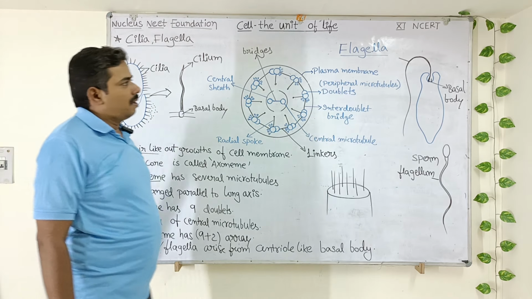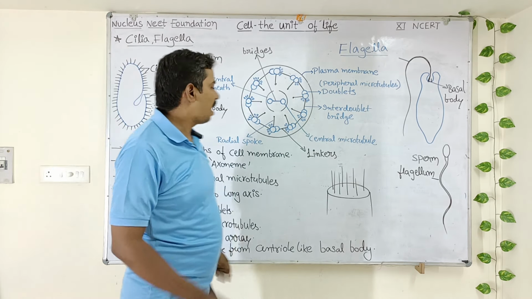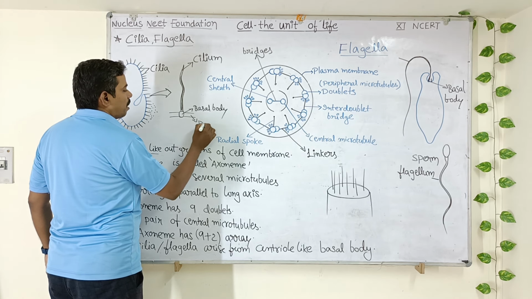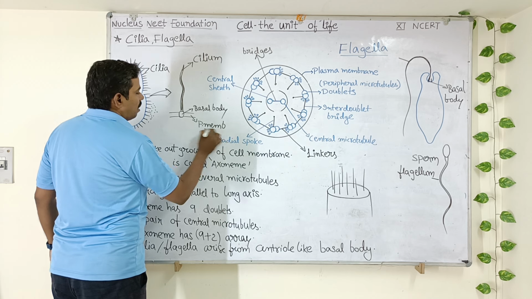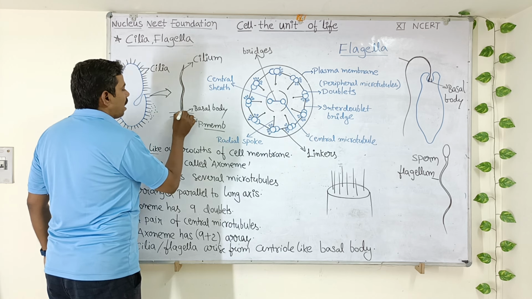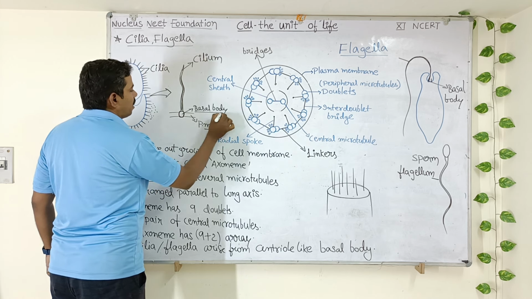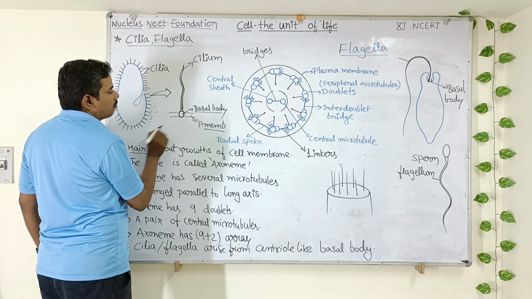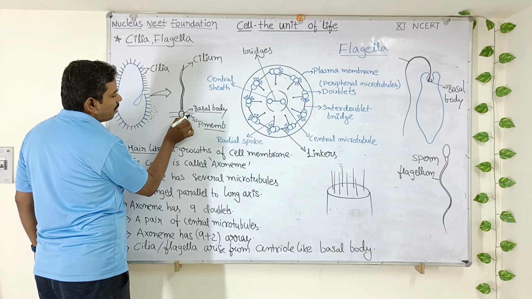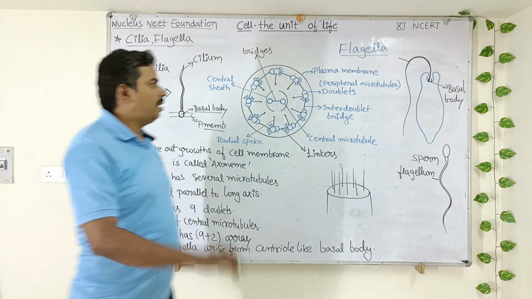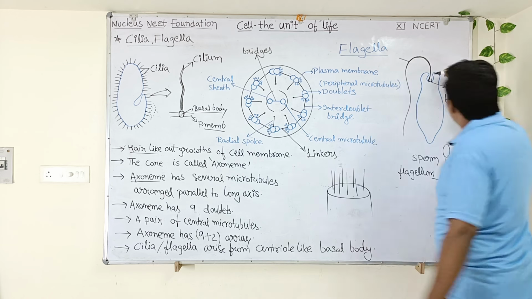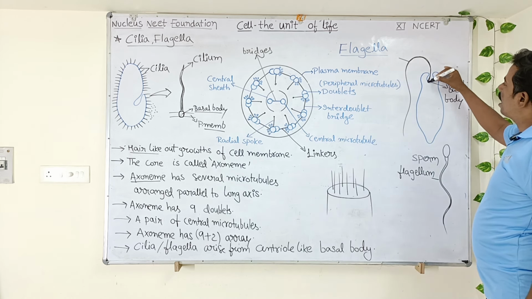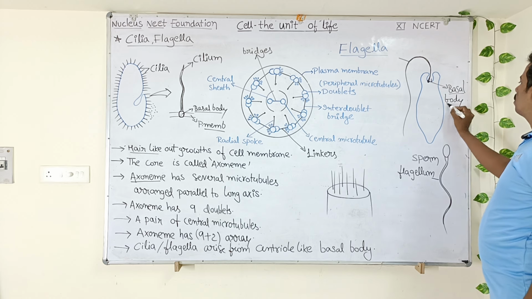Both the cilia and flagella arise from the plasma membrane. This is the plasma membrane. In the plasma membrane, there is a centriole-like structure called the basal body. The cilia arise from a centriole-like structure called the basal body. This basal body is embedded in the plasma membrane. Similarly, the flagellum also arises from the plasma membrane and is connected to a centriole-like basal body. You can see here, there is also a basal body.